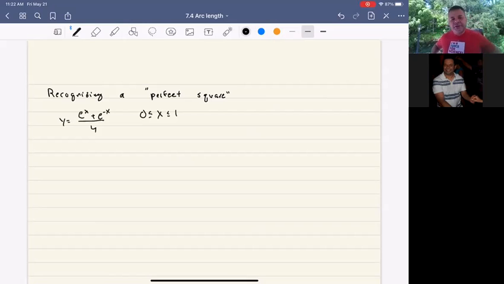Okay, so y prime equals e to the x minus e to the negative x divided by 4. Actually, that should be a 2.